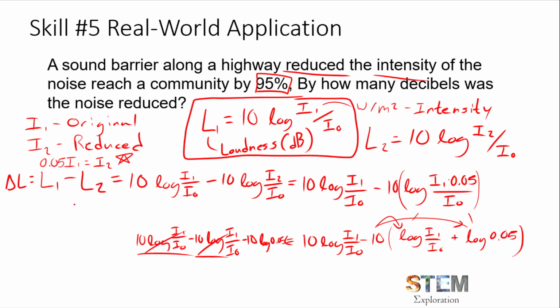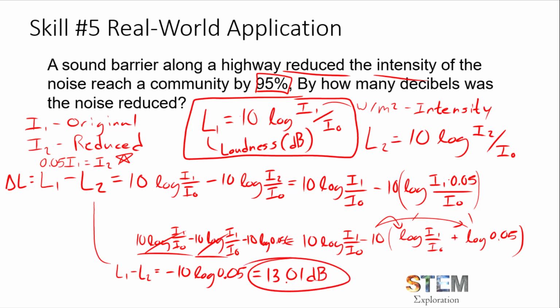And the original part that I have up here, L1 minus L2, will simply be equal to negative 10 log of 0.05. Since this is a number less than 1, its log will be a negative number. Negative 10 times the log of this number will be equal to 13.01 decibels.